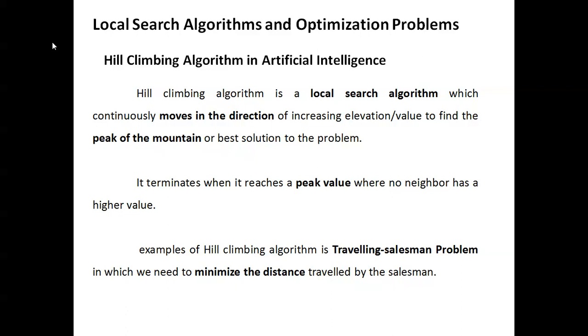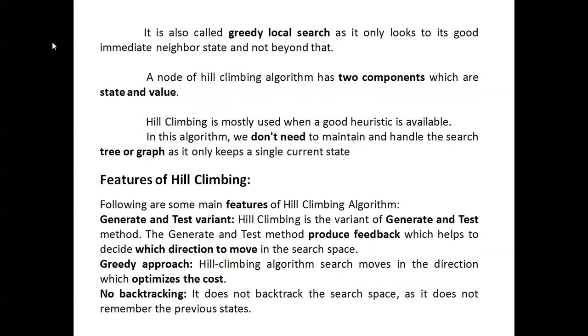That means the value keeps moving. Where the value is at its peak, that place we can say is the best solution of the problem. Wherever we reach the peak value, it terminates the searching. For example, the hill climbing algorithm is used for the traveling salesman problem to minimize the distance traveled by the salesman. Another name for local search algorithm is greedy local search algorithm.